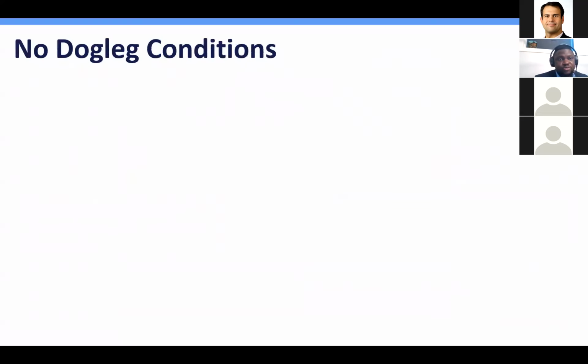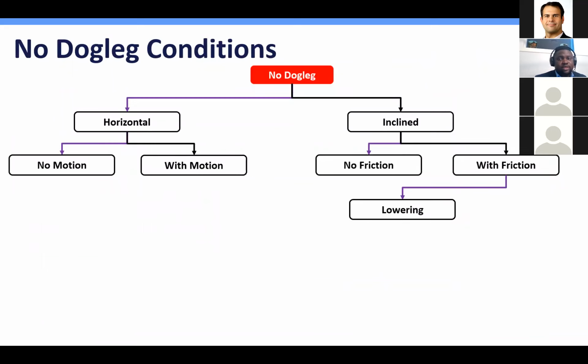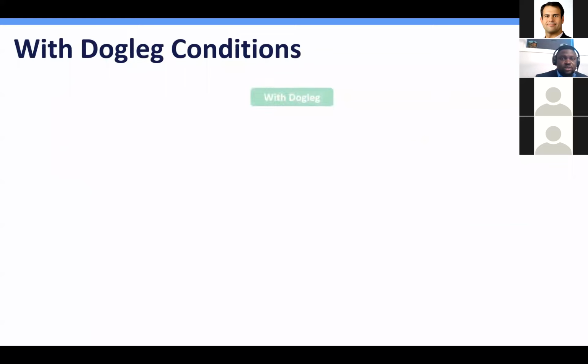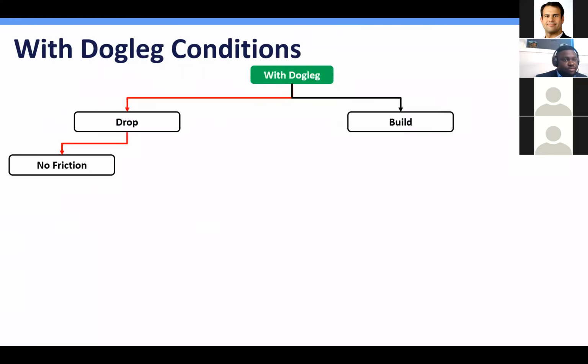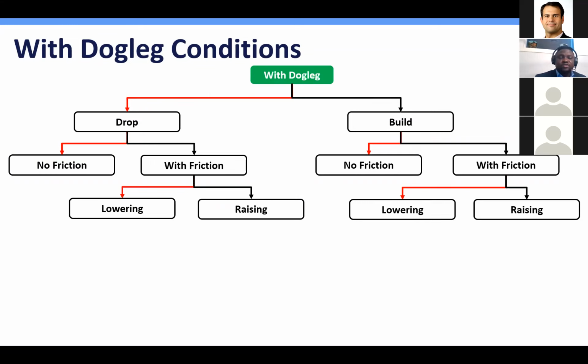So, soft string modeling from first principles. The structure of this modeling is that you first consider when there's no dogleg and you have horizontal or inclined. Then either no motion, or motion with friction or no friction. If you're having friction, which means you're moving, you're either lowering or raising the drillstring, in terms of pull and slack. Pull is lowering, slack is raising. And with a dogleg, you're either dropping or building, with no friction or with friction, and in both cases of friction, you're either lowering or raising, that is, pulling or lowering the drillstring. Now, when you're lowering, you could also be drilling, right? The only condition not considered here is something I'll show you in a few minutes.